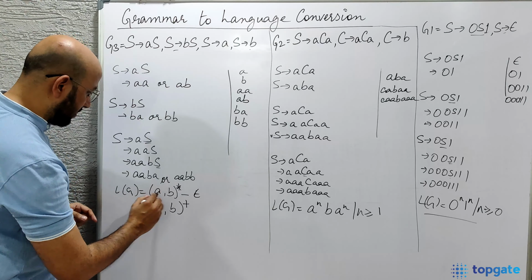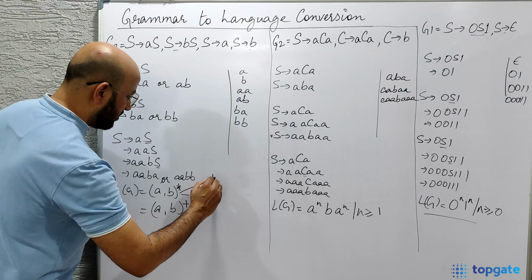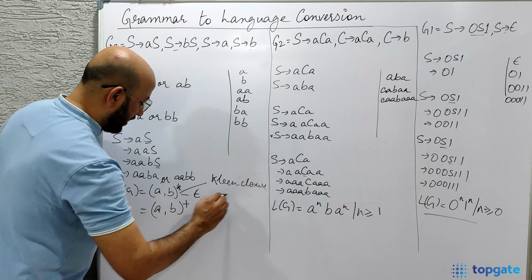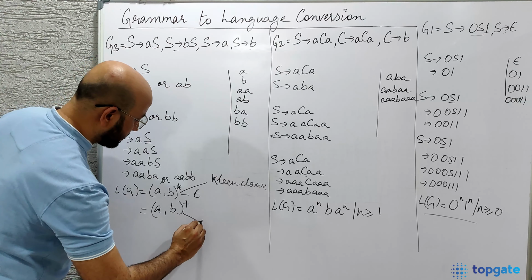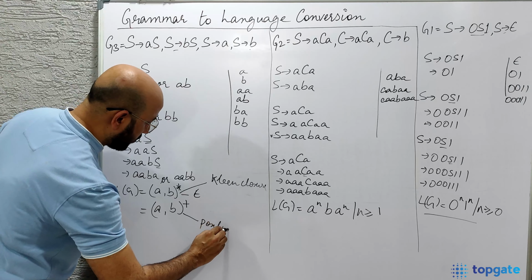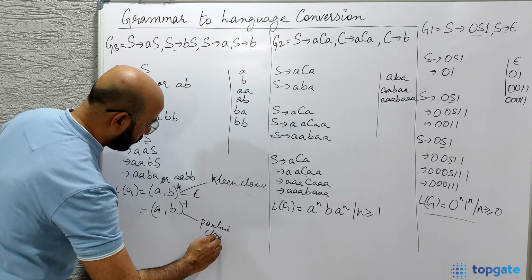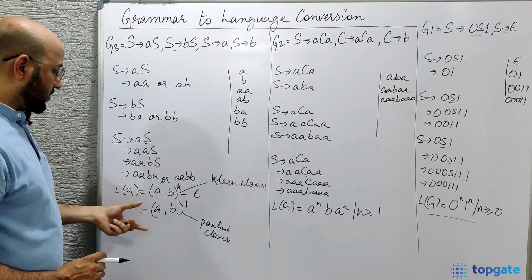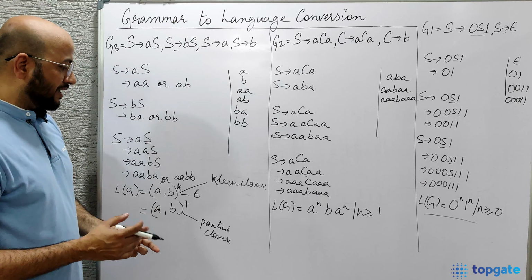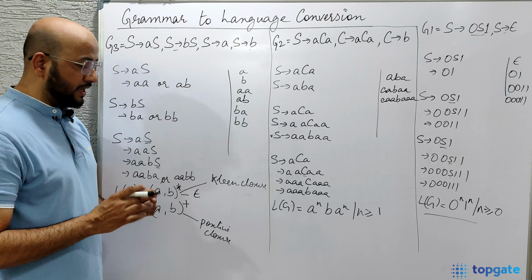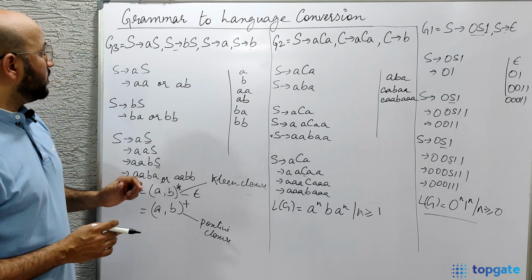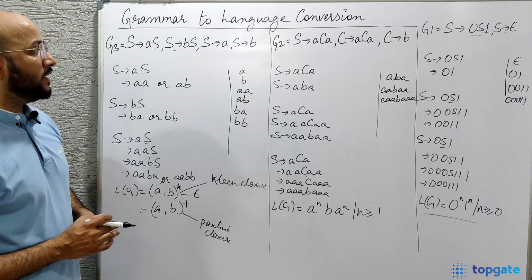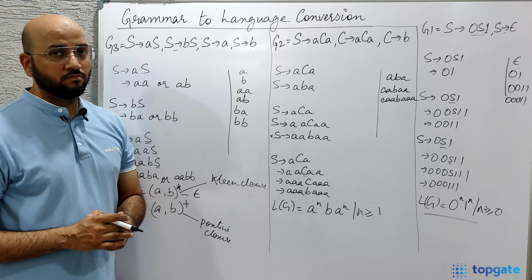So I'll just write it here. This is called the Kleene closure, and this one is called the positive closure. So the language generated for this particular grammar is {A, B} plus, or the positive closure of A and B. So this is the way we convert a grammar into an equivalent language. Thank you so much.